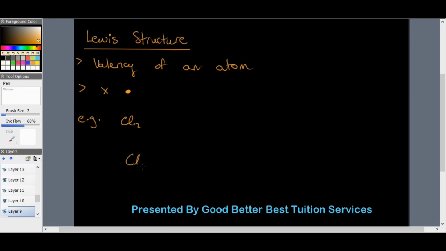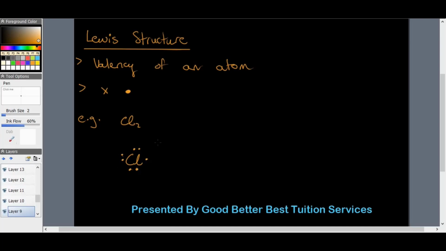So if I have Cl, I go look at my periodic table, in which group is it? It's in old group 7, new group 17. Old group 7, meaning that it has 7 valence electrons. Basically we just draw 7 electrons around it. So we start by 1, 2, 3, 4, 5, 6, 7.